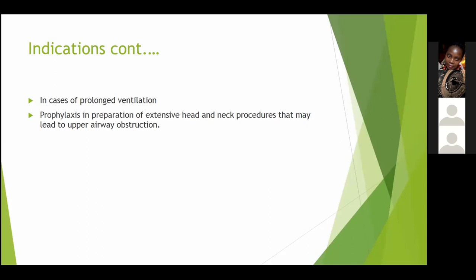And then you can also have patients who are going to have several head and neck procedures that are going to compromise the airway. For example, mandibular surgery or any head and neck surgery where the anesthetic tube, the endotracheal tube, is going to disturb the surgeon and they cannot work around it. Then it would be recommended that a tracheostomy is put in so that the surgery can go on.